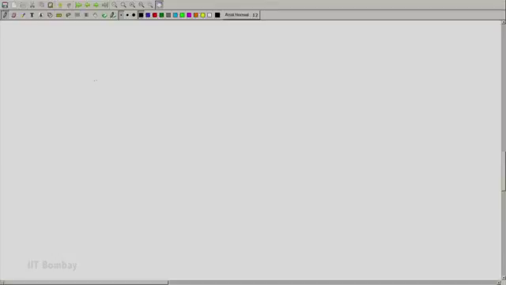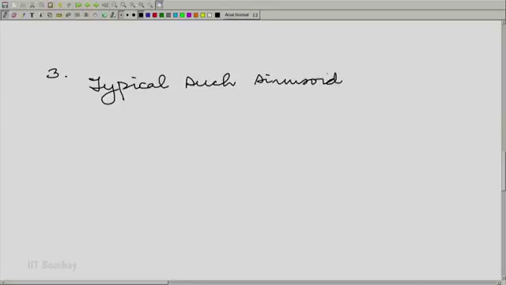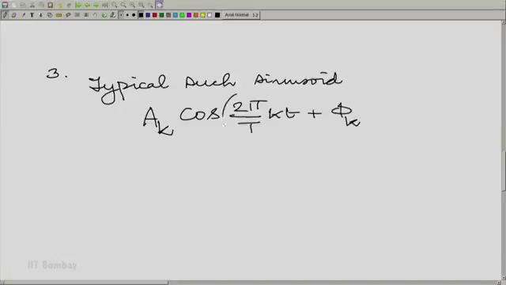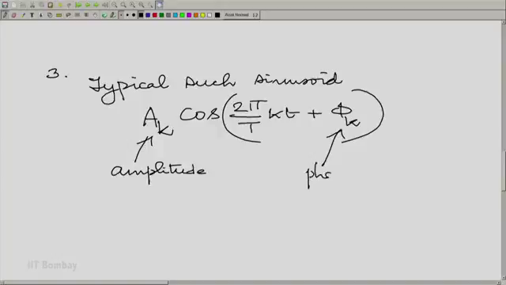Now, what is the next thing we said? The next thing we said was that if you look at these sinusoids, let us write these sinusoids down explicitly. So, we wrote an expression for these sinusoids. A typical such sinusoid is a_k cos(2π/T · kt + φ_k), or θ_k, whatever you want to call it. This is the amplitude of that sinusoid, this is the phase, and this is the angular frequency.